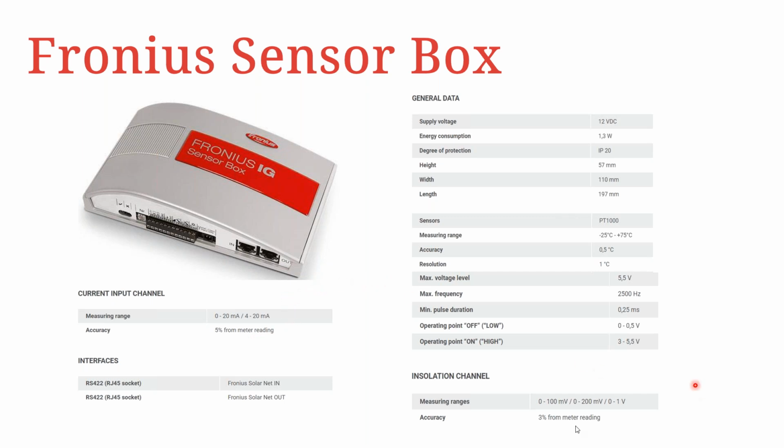For insolation, we have the possibility to do the measurements within three ranges here. So we can do from 0 to 100 millivolts, then from 0 to 200 millivolts, but to a maximum of 1 volt. So you cannot exceed an input of 1 volt to the Fronius sensor ports or card. So accuracy here will be within 3% of the meter reading.